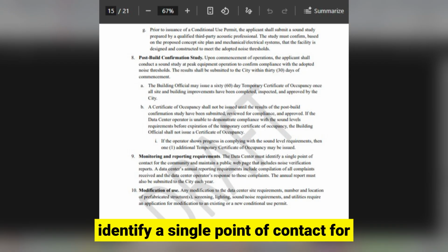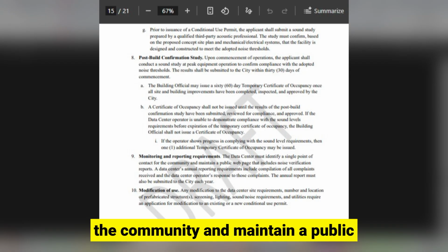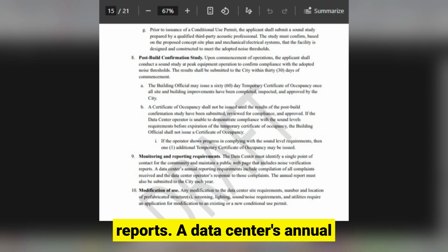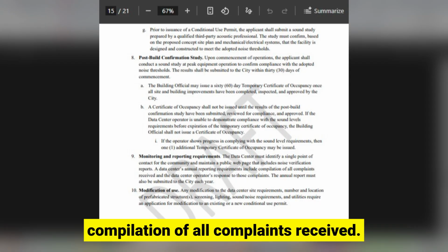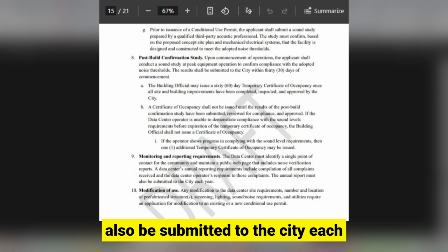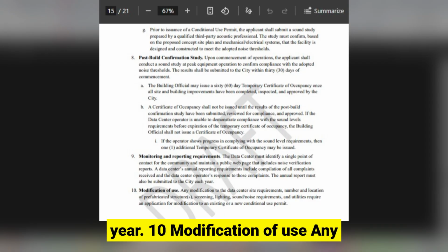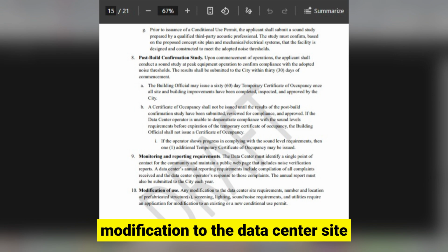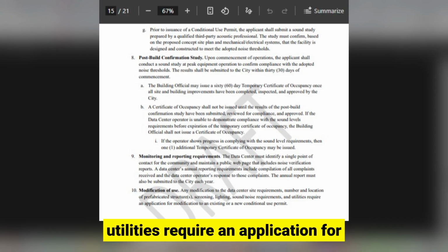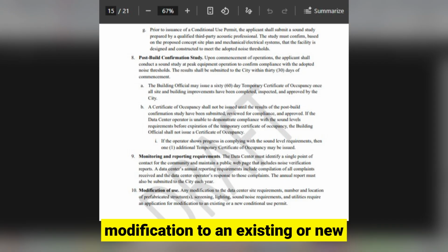9. Monitoring and reporting requirements. The data center must identify a single point of contact for the community and maintain a public web page that includes noise verification reports. A data center's annual reporting requirements include compilation of all complaints received and the data center operator's response to those complaints. The annual report must also be submitted to the city each year. 10. Modification of use. Any modification to the data center site requirements, number and location of prefabricated structures, screening, lighting, sound/noise requirements, and utilities require an application for modification to an existing or a new conditional use permit.